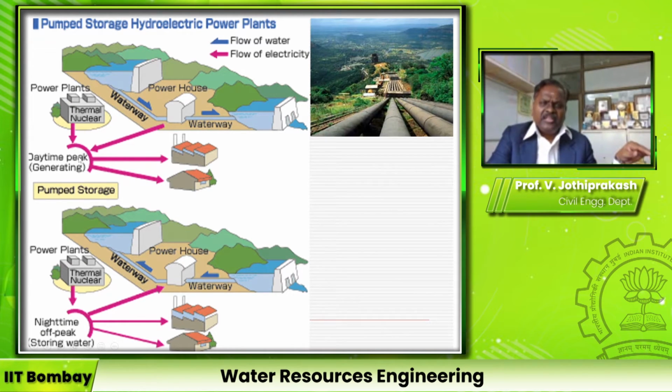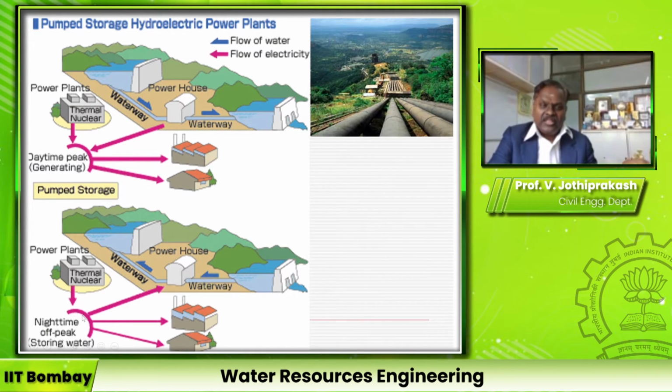These two are combined in the grid and used for industries and houses. During the lean period, that means when the industries and houses don't require much power, then what happens? You no need to supply the hydroelectric power plant. That electricity from thermal is sufficient to meet that demand.